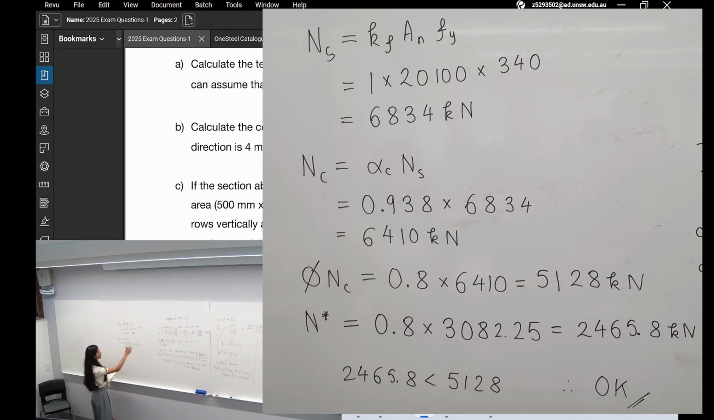So on the right-hand side of the equation, you have your safety factor times this. The safety factor we found before was 0.8. 0.8 times 6,410 is going to be 5,128 kilonewtons. And on the left-hand side, we have our N star.